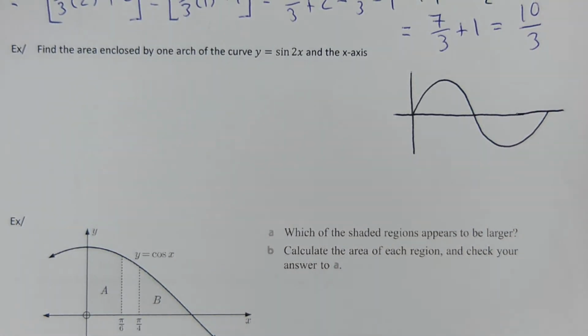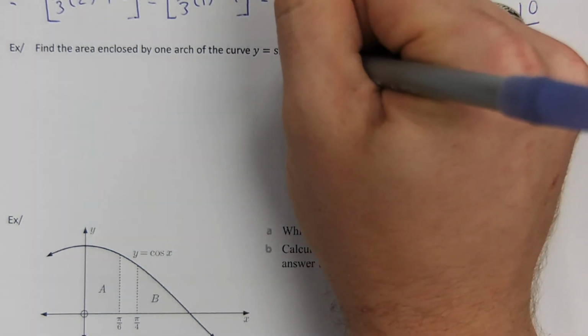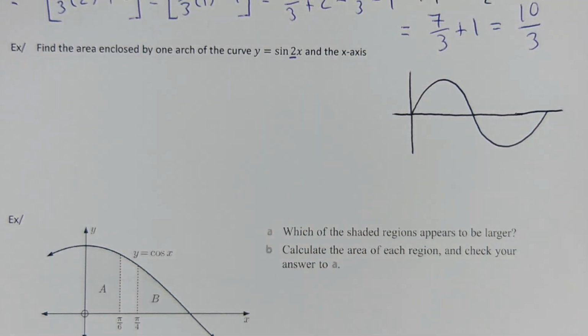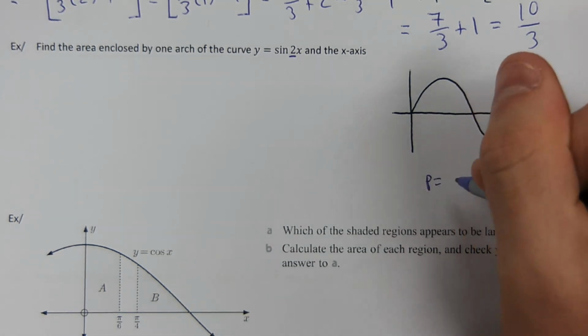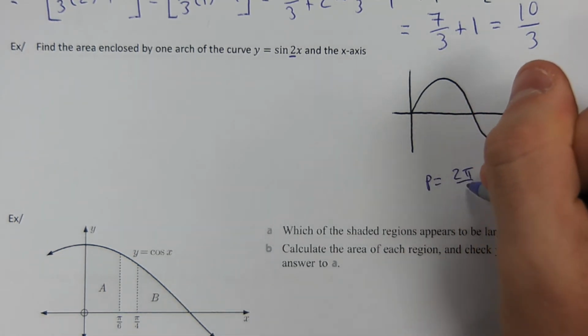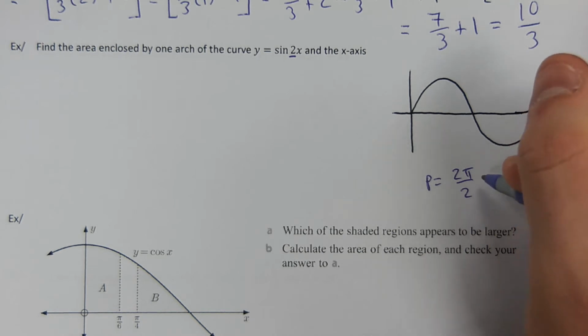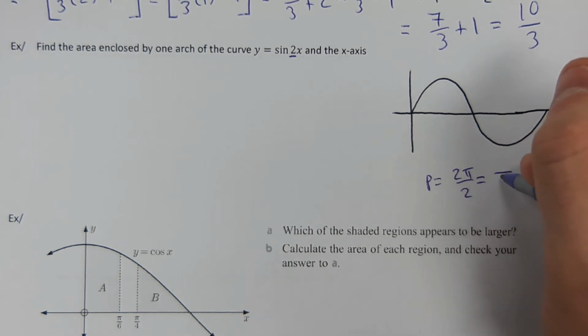Now, typically sine and cosine would have a period of 2 pi. But remember, the period of a sinusoidal graph is going to be 2 pi over b, where b is the value that sits in front of x. So our period length is 2 pi over 2. So this sinusoidal has a period of pi.